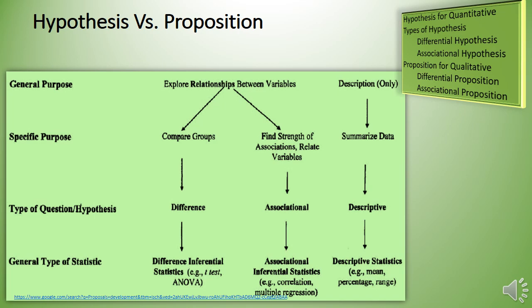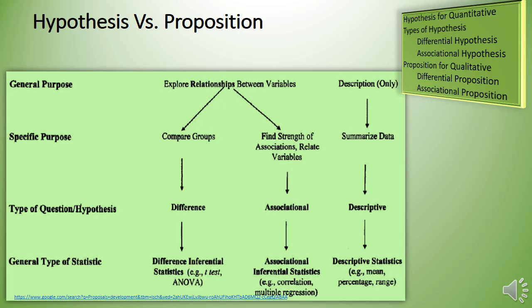So here is the difference between hypothesis and proposition in a schematic form. If you just look at this diagram, you see that the general purpose of hypothesis is actually exploring relationship between variables. When we call relationship, it means whether we are going to compare groups by their means, or finding strength or association.